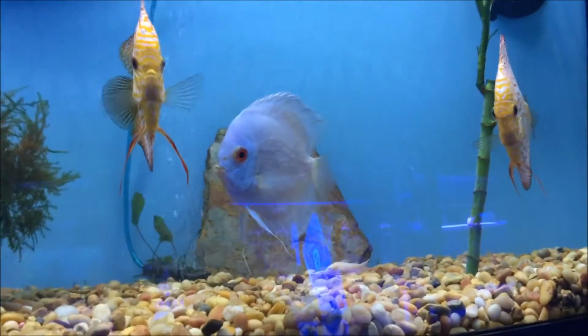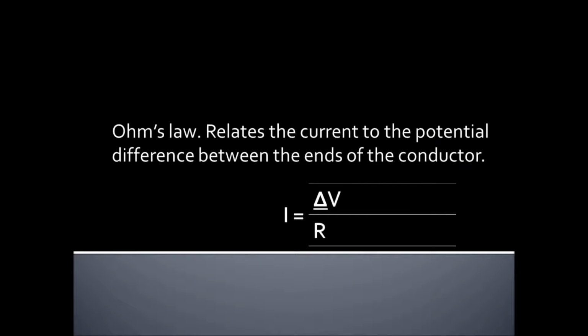Thank you. This is Ohm's law. It relates the current to the potential difference between the ends of the conductor. Current equals change in voltage over resistance. This is a vital equation to solving the unknown variables in a circuit.